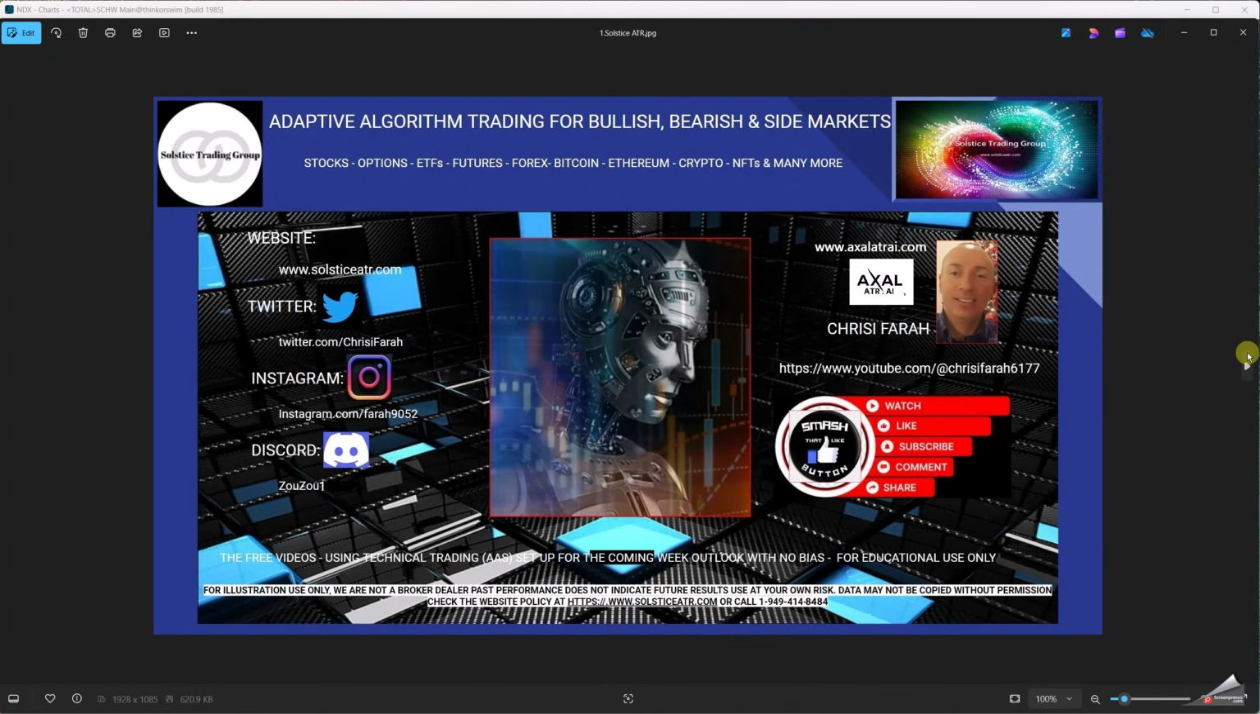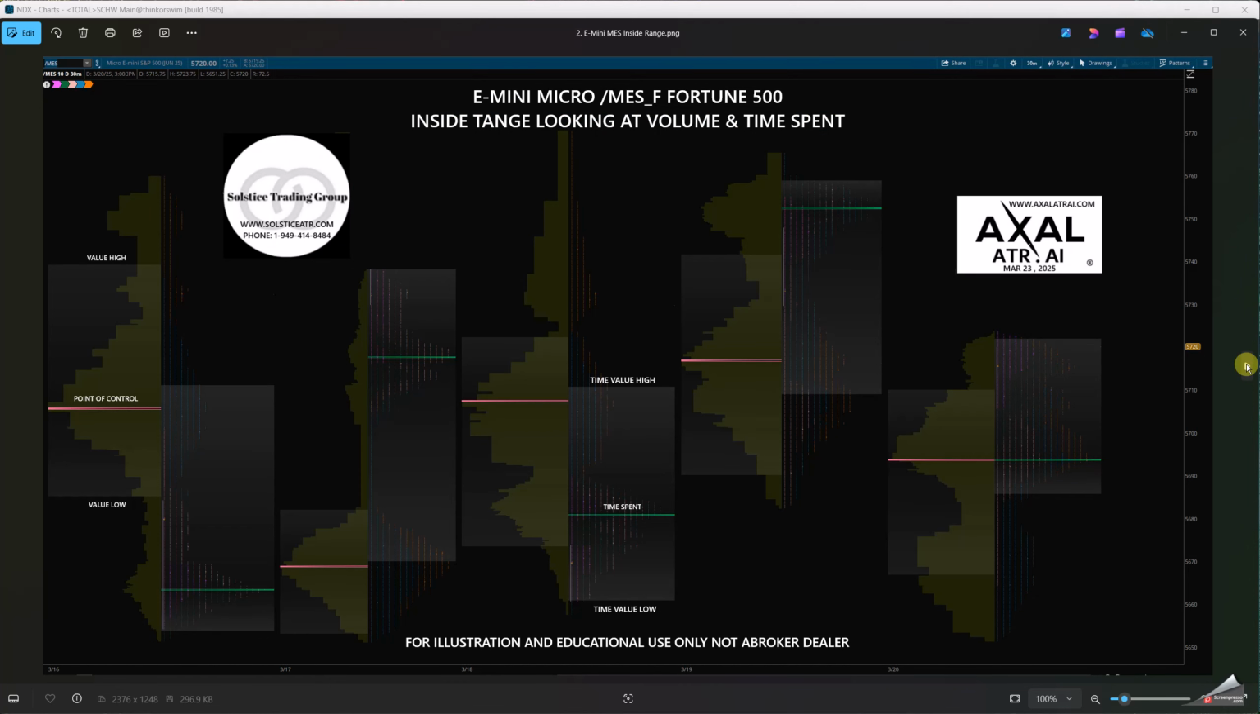Let's go to the first slide that I have up here. What I did, I used the market profile on the micro E-mini, which is part of the S&P 500, to show the ranges in the S&P 500 or the E-mini. The volume profile is basically, this is the high, this is the low, this is the value area low, value area high, and the point of control where most volume and contracts have been bought and sold, whether it's an equity, an option, a commodity, or forex or crypto.